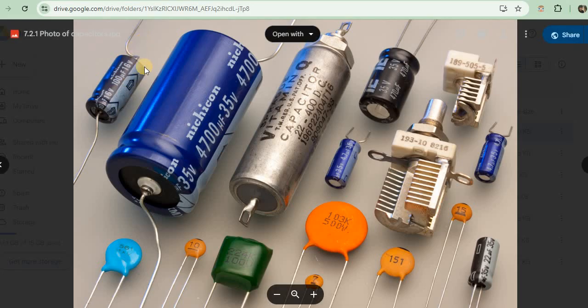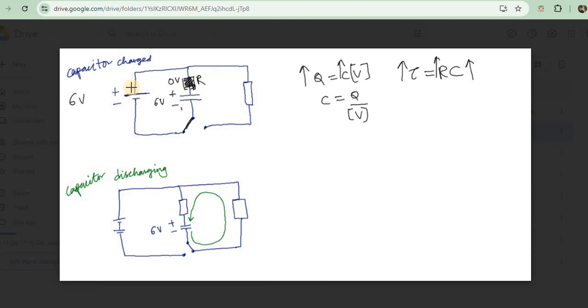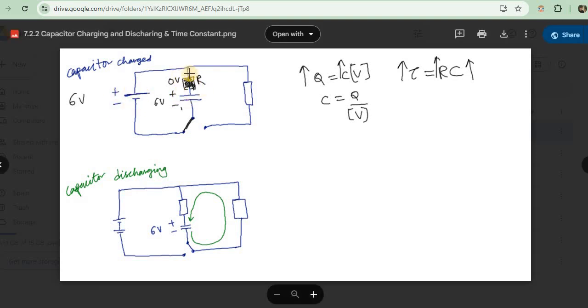So you connect this side to the negative terminal of the battery. Now this is the diagram explaining charging and discharging capacitors. Now when you charge a capacitor, this is the symbol for the capacitor, this is the symbol for a cell. We have a resistor here.